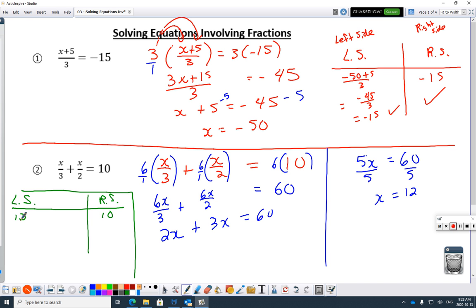I go 12 divided by 3 plus 12 divided by 2. Let's see, 12 divided by 3 is 4. 12 divided by 2 is 6. And I get 10. Left side, right side, check. Where I go, yes, it's the right answer. So good for checking your answers.